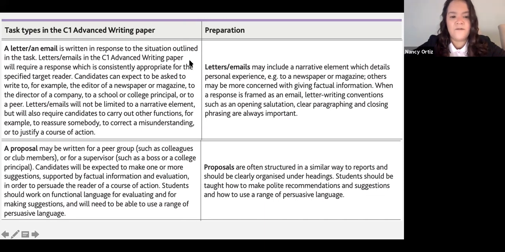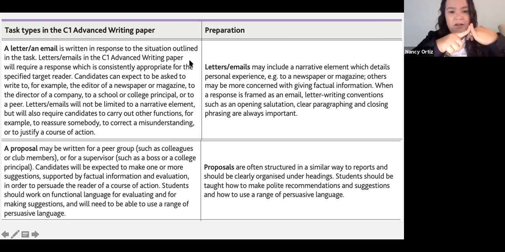Students should work on functional language for evaluating and making suggestions, and will need to be able to use a range of persuasive language. Here, you have to use a lot of what we have covered in proposals, because you don't want the suggestions to sound mandatory, aggressive, or like instructions or orders. Okay, you have to use hedged language. You have to use, what's the other word? We just covered that. How to be diplomatic, okay? Because you're evaluating. When you evaluate, you may come across as harsh, and we don't want that, okay?